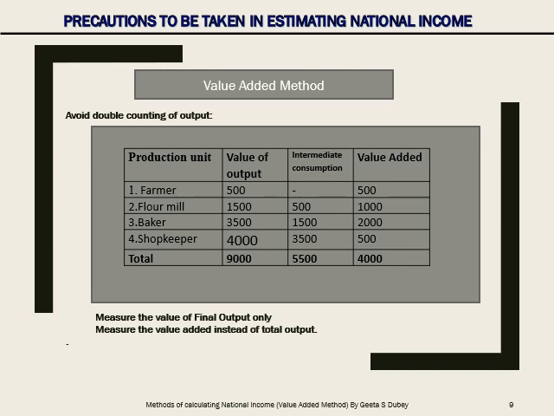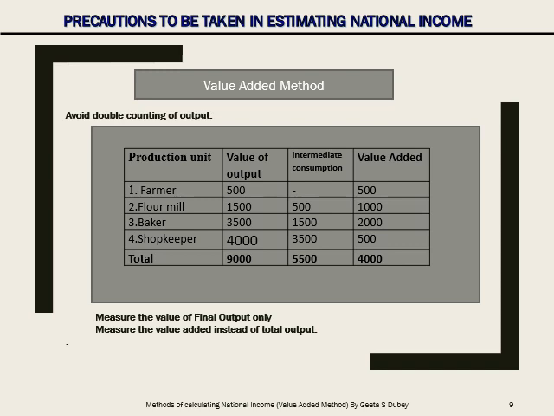Now, as we see in the schedule, the output of the farmer, flour mill owner, baker and shopkeeper is respectively 500 plus 1,500 plus 3,500 plus 4,000, which is equal to 9,000. But this is not the value of actual physical output, because this includes the value of wheat 4 times and the value of bread twice. This leads to overestimation of national income.